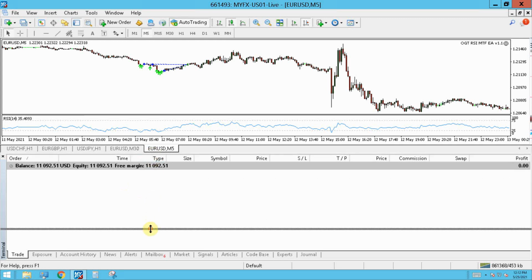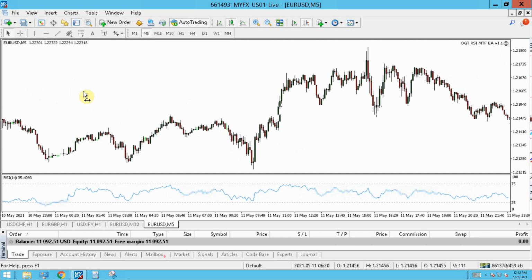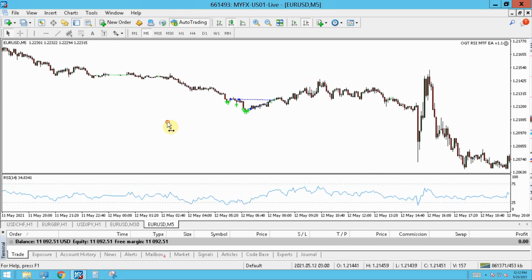Just wanted to walk through the trades that we've got on. So I'm on my VPS server. If it's not coming through in the most HD quality, it's because I'm on the server that is actually running this EA.